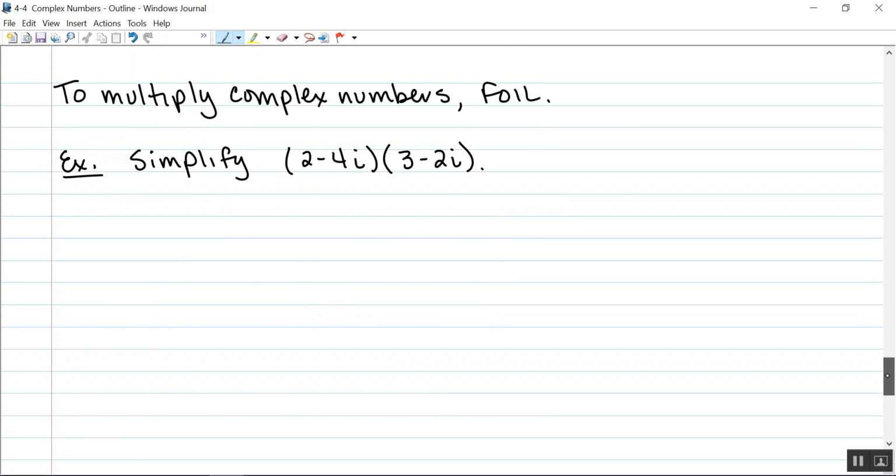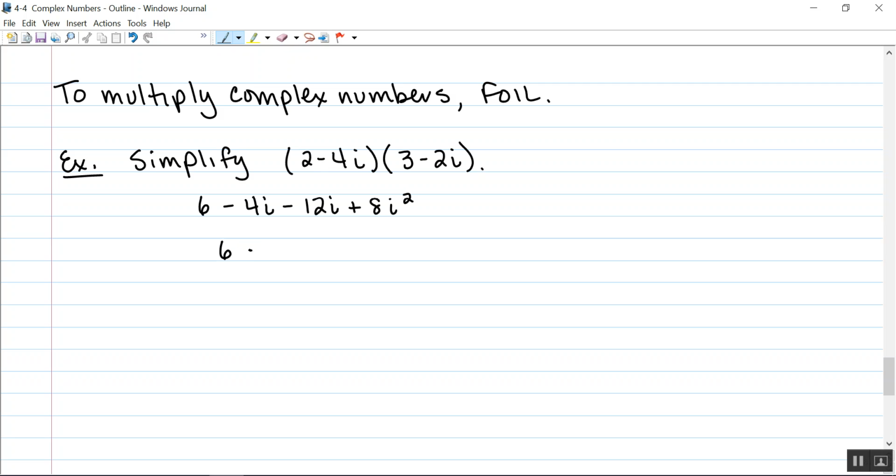To multiply complex numbers, we're going to use FOIL. So we're going to multiply 2 minus 4i times 3 minus 2i. So let's just go ahead and FOIL. First is going to give me 6. Outer is going to give me a negative 4i. Inner is going to give me a negative 12i. And last is going to give me a positive 8i squared. Negative 4 times negative 2 is a positive 8. i times i is i squared.